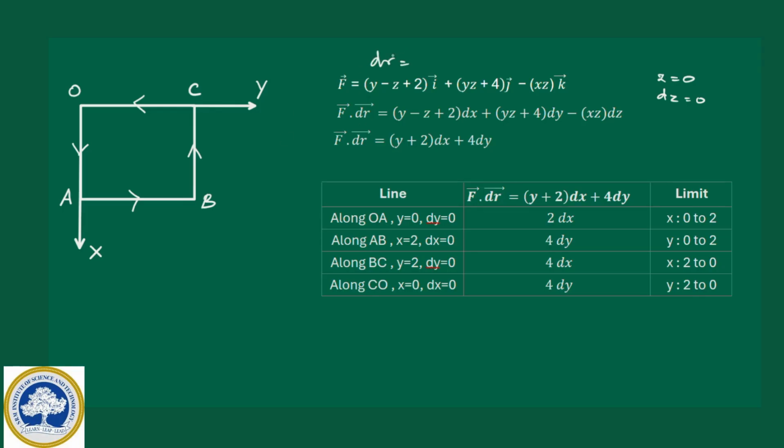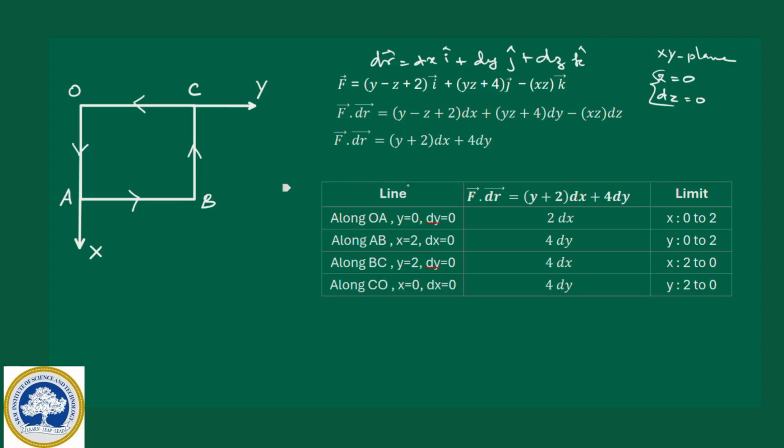Actually dr is equal to dx i plus dy j plus dz k. While taking the dot product with this f, we will have (y minus z plus 2) dx, (yz plus 4) dy, minus xz dz. Anyway, dz is equal to 0 here. So while substituting z equal to 0 and dz equal to 0 in this f dot dr, it will be reduced like this. This is because the curve C is in the xy plane.